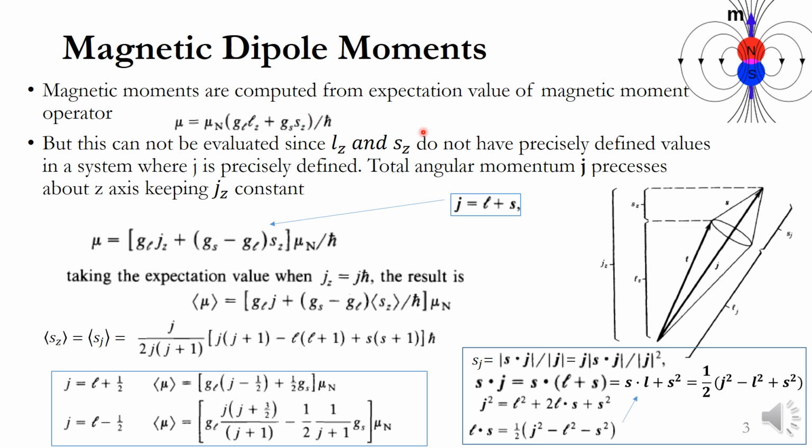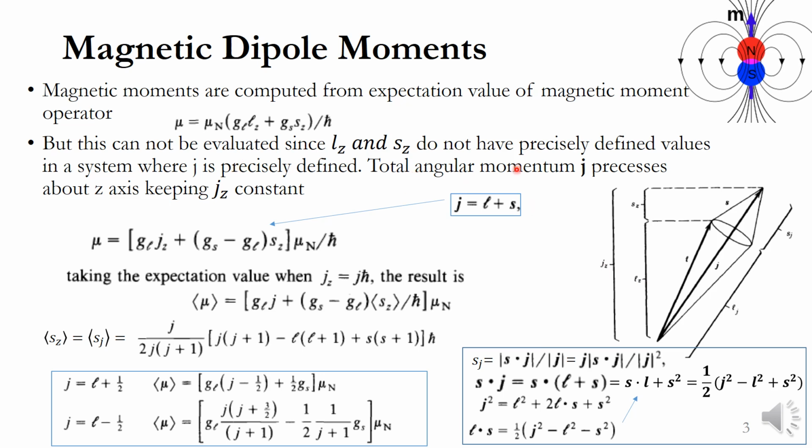When Jz is equal to Jħ, this is the small j, the unbolded j. The bold letter represents the vector values. But we cannot evaluate μ using this equation, since Lz and Sz do not have precisely defined values, meaning that since it is varying, this Sz and this Lz vary instantaneously and continually.